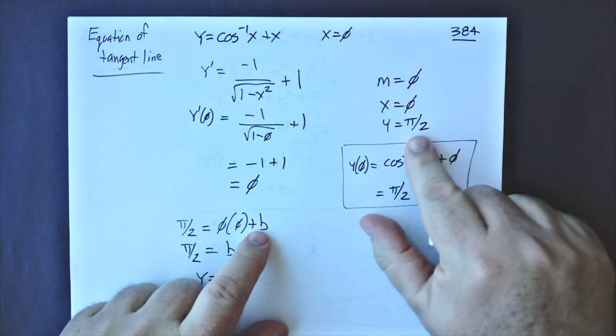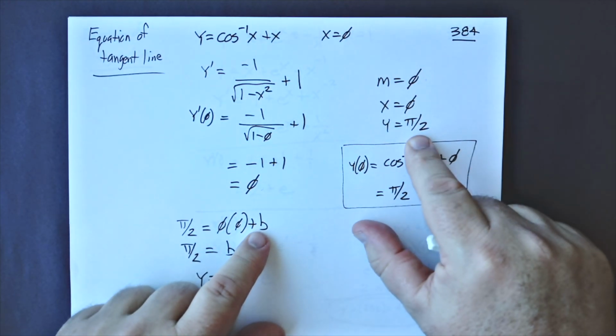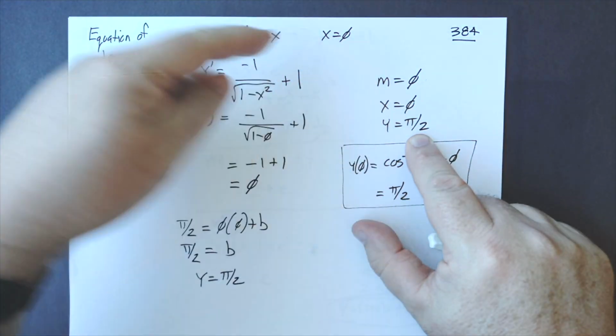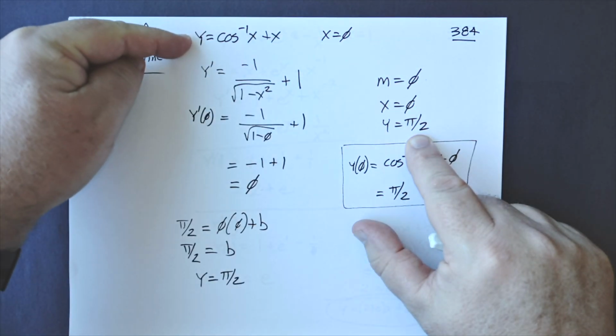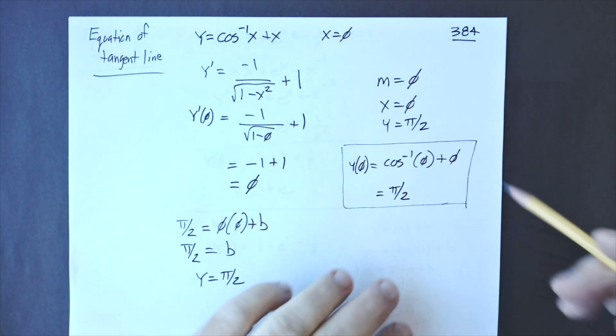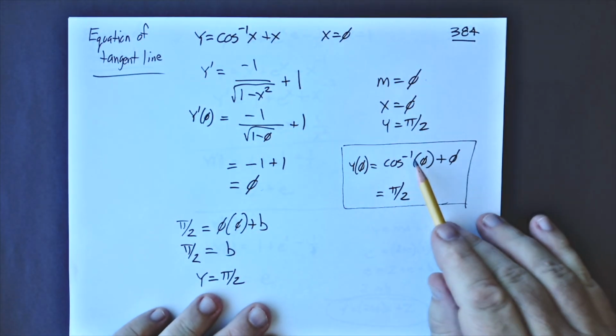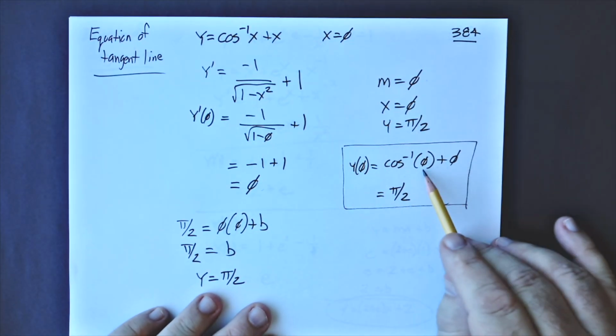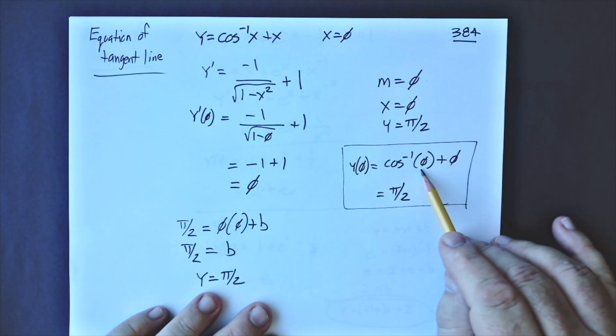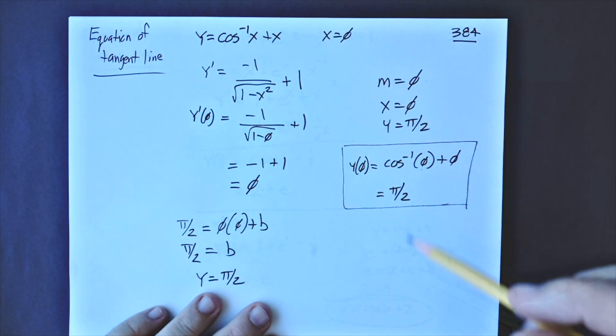And then we just need to figure out what y is. Well, in order to do that, we plug 0 into the original equation, right? And then when we do that, let's see. The arc cosine of 0 plus 0. Well, what angle has a cosine of 0? That's where the x value is 0. That would be 90 degrees, or pi over 2. So here's our y value.